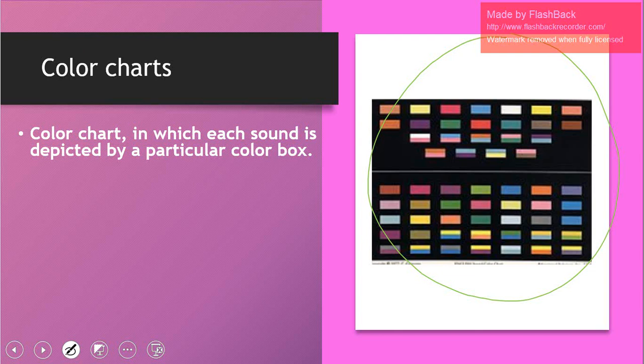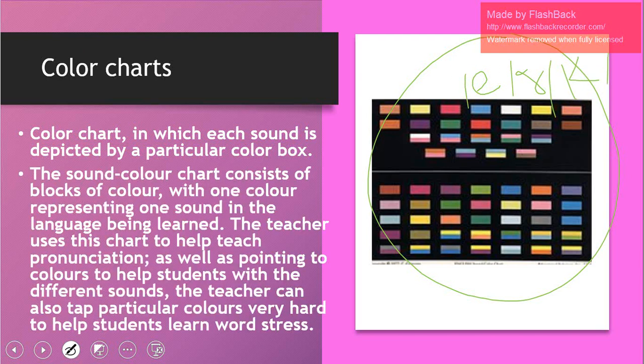We have sounds like u, a, f, w, th, the, e, ua, ia, ea. I'm not going to explain each sound here, but if you're a linguistics student, each sound is going to be depicted by each color, right? A teacher will say this is e, this is a, this is u, this is ra, this is ka, this is ga, right? And the sound color chart consists of blocks of colors with one color representing one sound in the language being learned, as I told you.